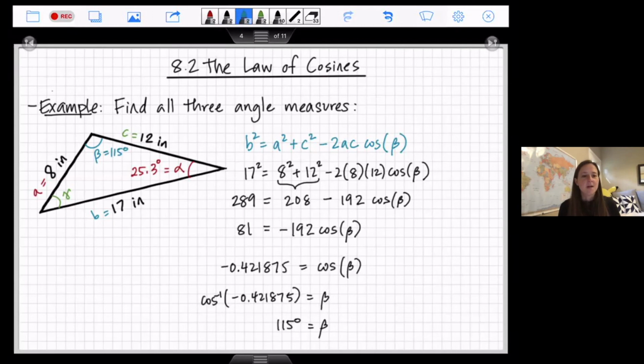So far, so good. You could use the law of cosines to solve for gamma, but there's a much easier way to do this. Now that we've got 2 of the 3 angles, you know that all 3 angles have to add up to 180 degrees. So I'm just going to use that fact for gamma. Gamma is going to be 180 degrees minus the 2 that I already know. So 180 minus 115 minus 25.3 gives me 39.7. And that's my third angle measure.